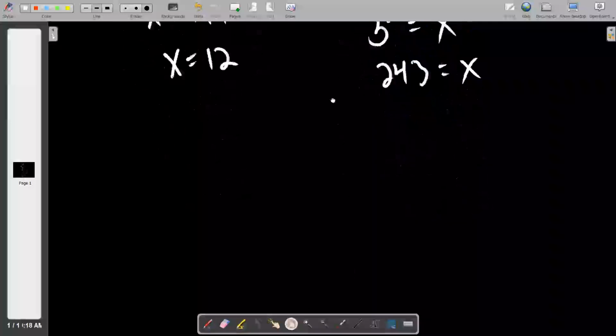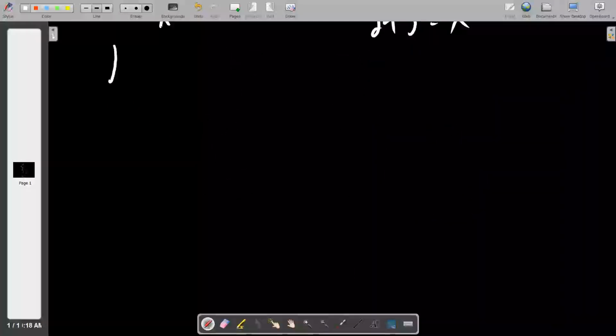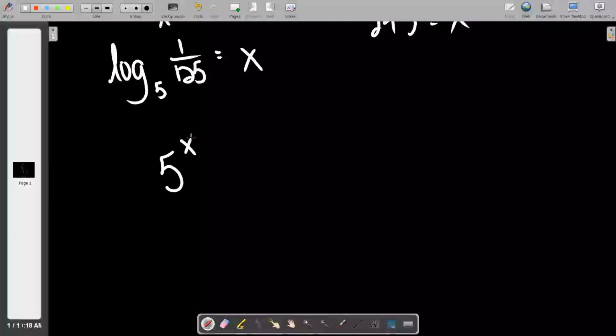Question number 15. Again, in its current state, it's a logarithmic equation. I don't want it as a logarithmic equation. I want it as an exponential. So I'm going to say base to the power of x equals 1 over 125. And if you can just relax and take a step back, it's really just asking you, what would you have to raise 5 up to in order to turn it into 1 over 125? Negative 3. So x is negative 3.